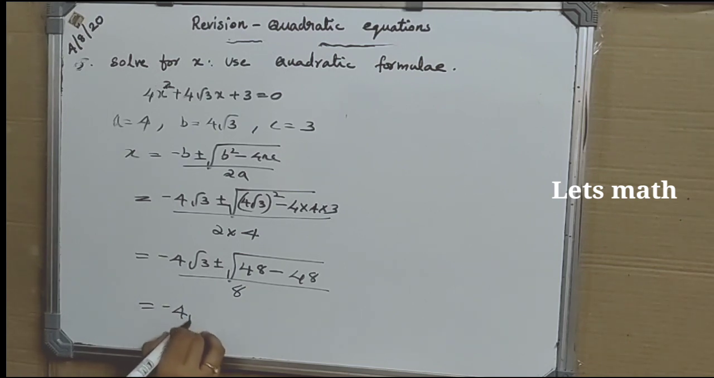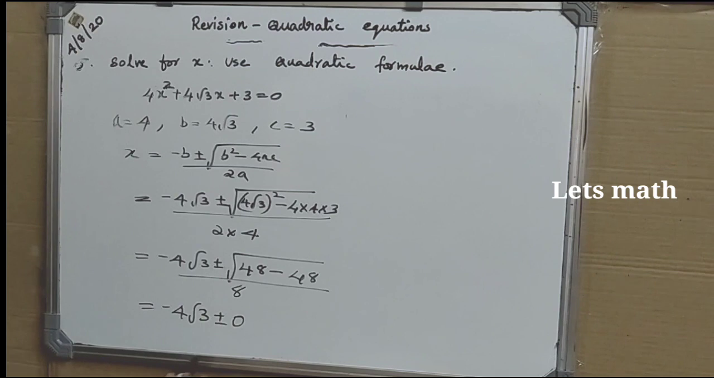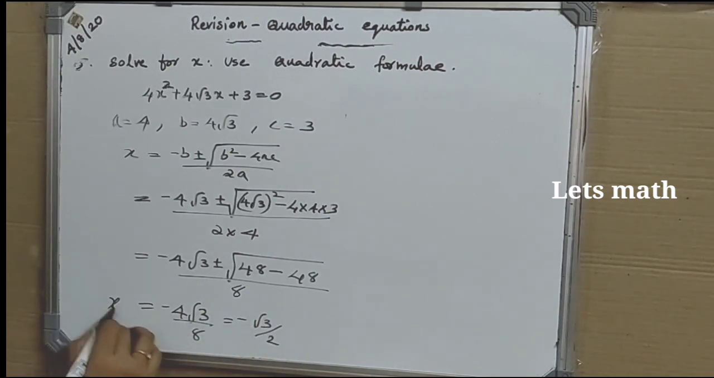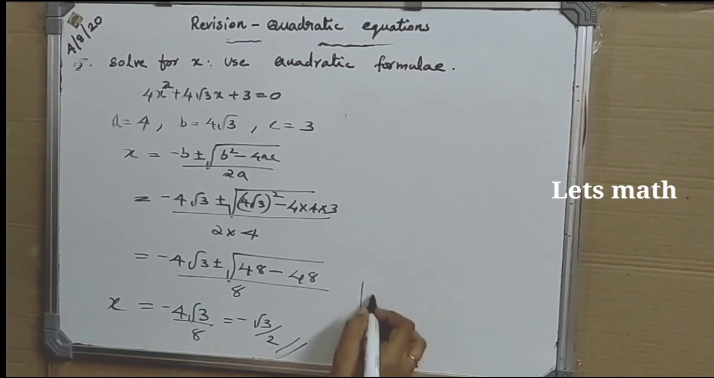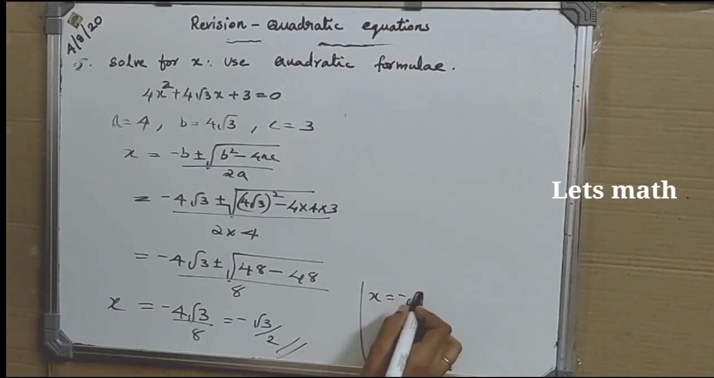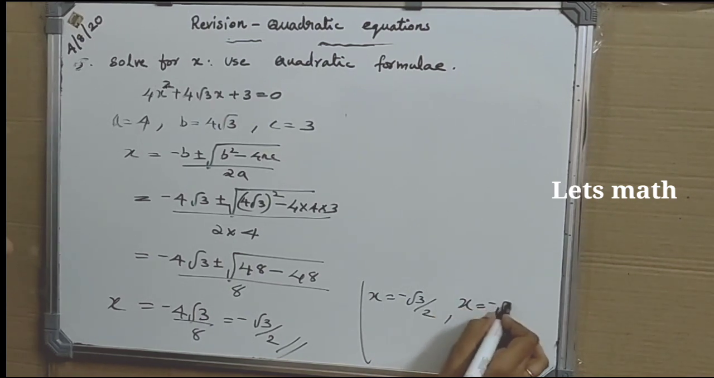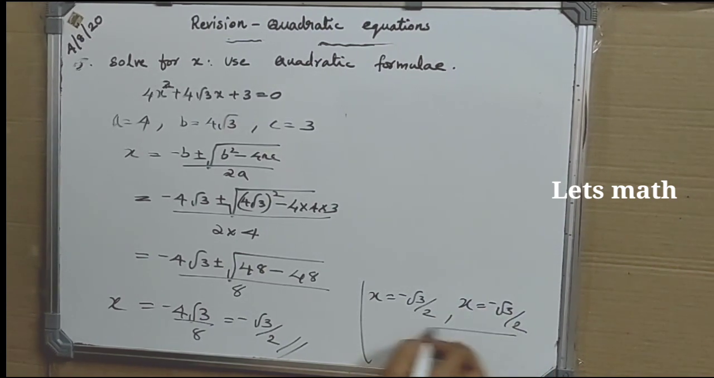That is negative 4 root 3 plus or minus 0. We get 4 root 3 by 8. It is negative root 3 by 2. So x equal to negative root 3 by 2. So you can write two equal roots here also, negative root 3 by 2, or x is again equal to negative root 3 by 2 are the roots.